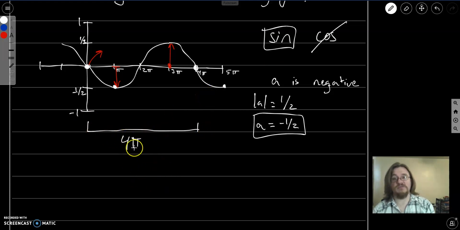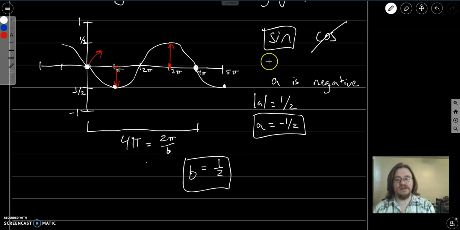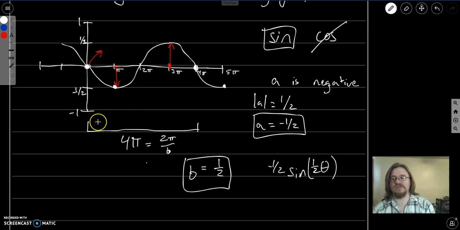So we know that the period of a function is always going to be equal to 2 pi divided by b. And if I solve for b here, multiply both sides by b, divide both sides by 4 pi, we get 1/2. And there we go. Now I can put everything together. So I've got negative 1/2 sine of 1/2 theta. And there's our function. We just look at the amplitude and the wavelength and decide whether it's cosine or sine.